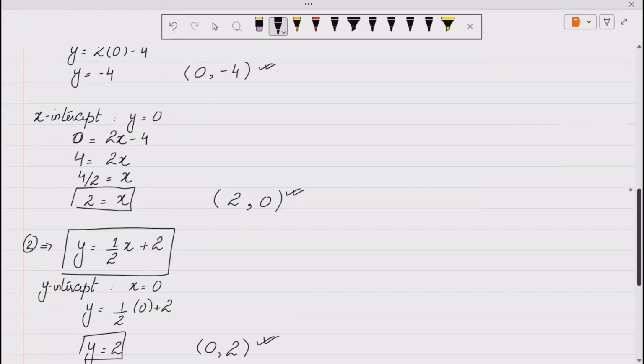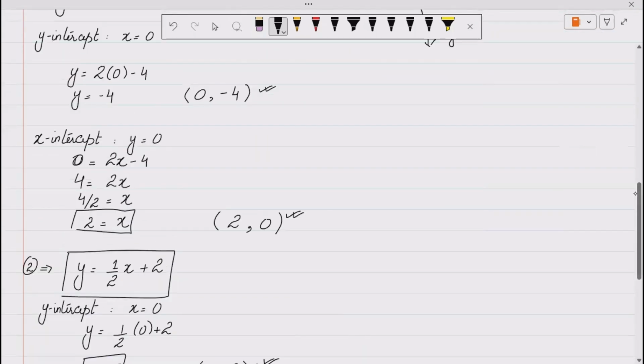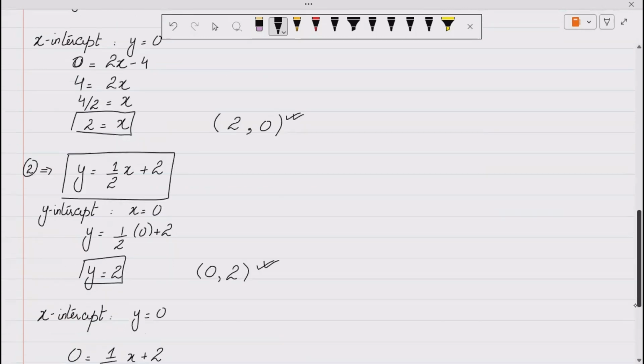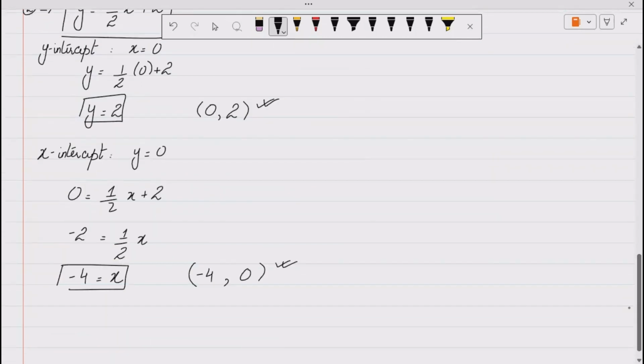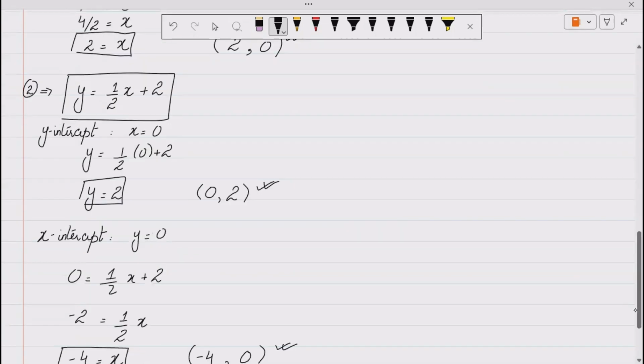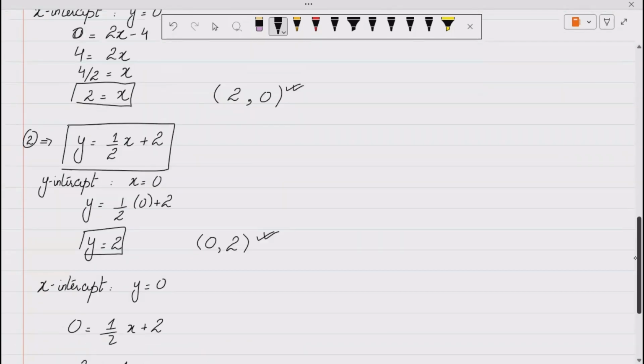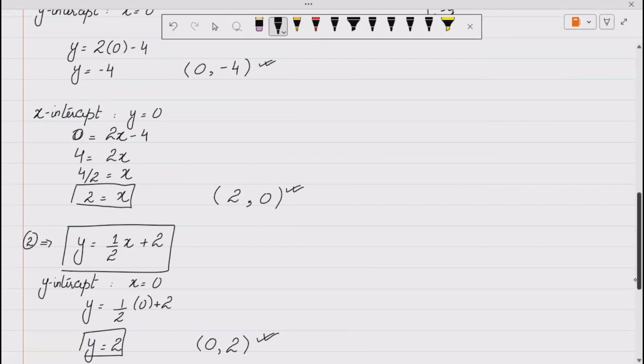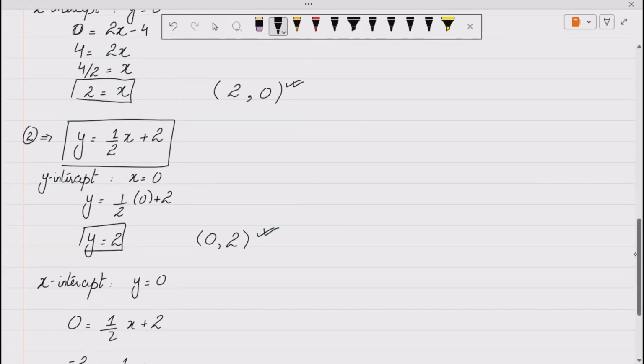Now, one thing to notice: here the first point is 0 comma minus 4, and here the point is minus 4 comma 0. So the points are switched because they are inverses of each other. Here the second point is 2 comma 0, and here the second point is 0 comma 2. Again the points are switched because they are the inverse of each other. If one function's point is 0 comma minus 4, the inverse's point is minus 4 comma 0. If this point is 2 comma 0, the second function's point is 0 comma 2, right?